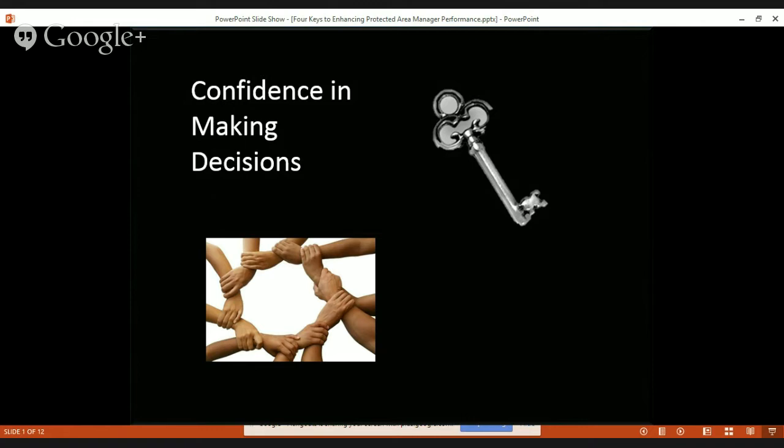Mm-hmm. I think this is an excellent question, because of the three keys I have identified so far, this is probably the weakest one.